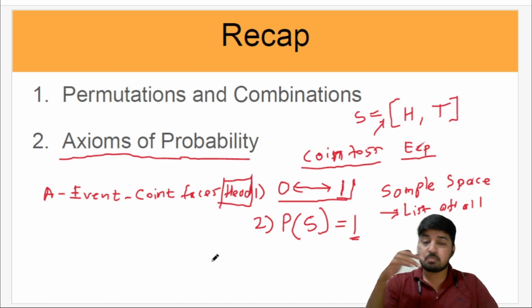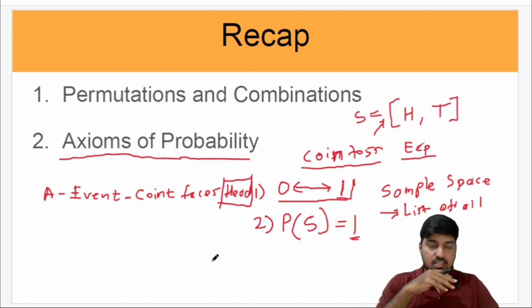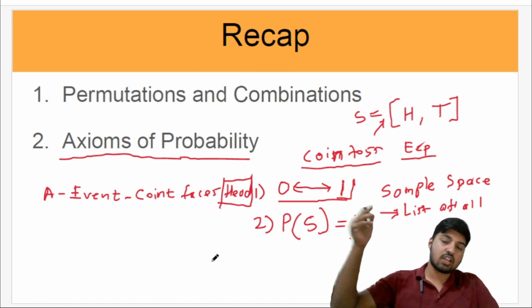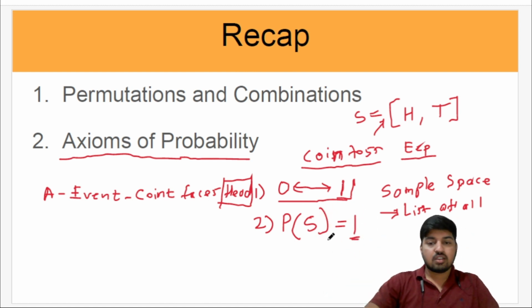So in some experiments, the sample space is going to be infinite. It is never ending. Like I'm going to select a number randomly. Selecting a random number is my experiment. The sample space is infinite because it goes on and on and on. I can select 1 crore like that. Okay, so that difficult part we will not see here. We just need to remember that probability of the whole sample space is going to be 1.